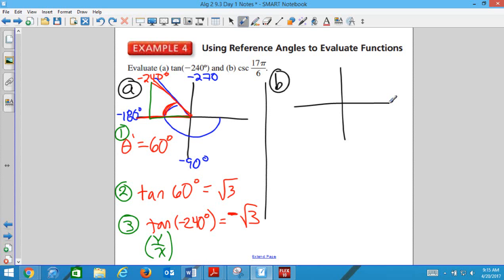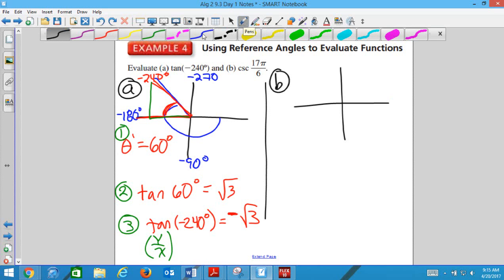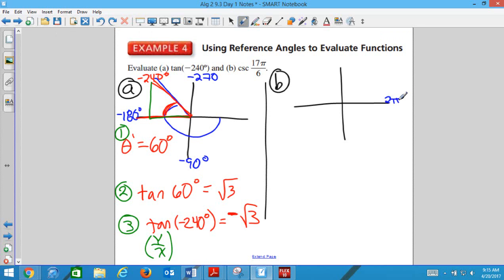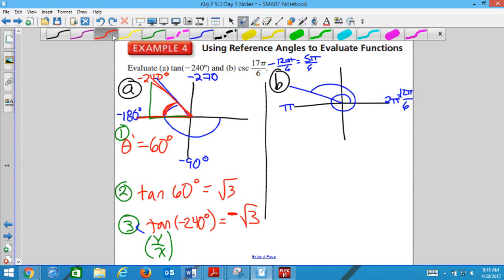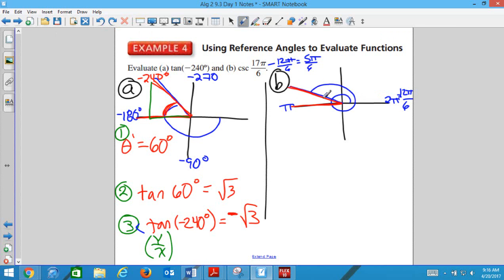What's 2 pi when it's over 6? I mean something over 6 that is equal to 2 pi. 12 pi over 6. So this 17 pi over 6 goes all the way around once. And then from there, how much more does it go? It goes 5 more pi over 6. So do we make it all the way to pi? No, we go about here. So we take the shortest distance to the x-axis, that's our reference angle. What is our reference angle?